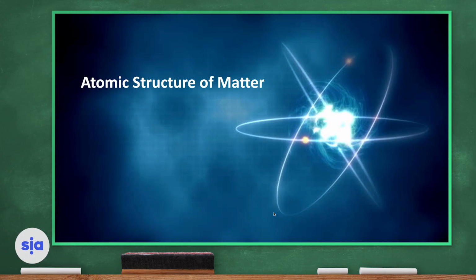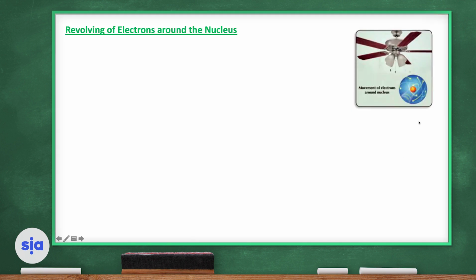Today we are going to discuss atomic structure of matter. Atomic structure of matter. Look at this picture. What can you see? A fan? A ceiling fan. Look at the electric fan at rest.